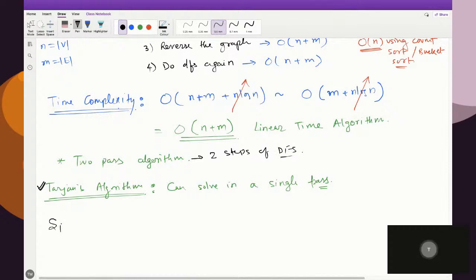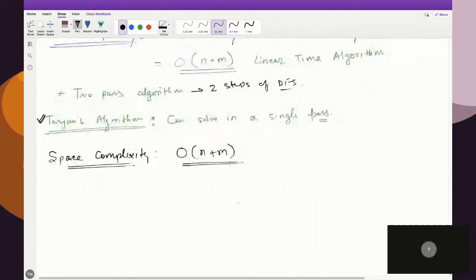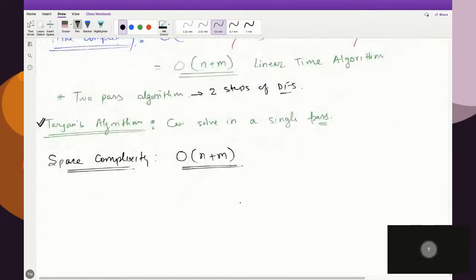Now, what is the space complexity? Space complexity is also order n plus m, because you have to store the graph and you are not storing anything else; you are just storing all the nodes, which is order n. So this algorithm is very beautiful. It can solve the problem in order n plus m.